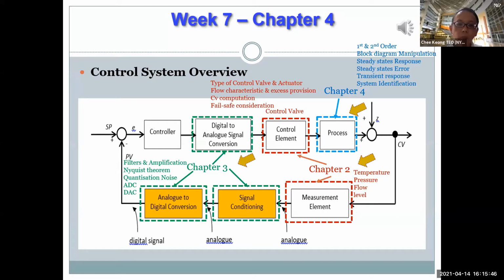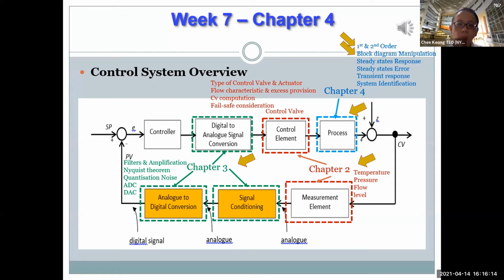This chapter we are going to discuss the process plant itself. In practice, a process plant can never be a simple one-block system. It is made up of many complex subsystems. Hence, the first technique introduced in Chapter 4 is to use block diagram manipulation to simplify a complex subsystem transfer function into one single block transfer function that is manageable.